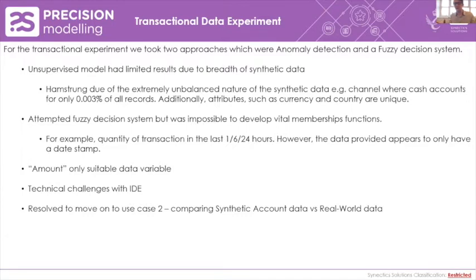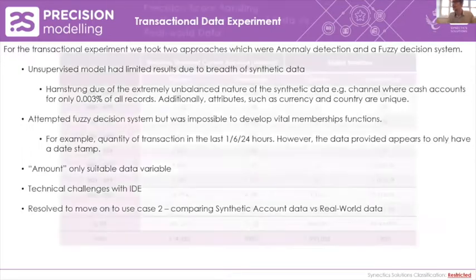So we moved towards using the synthetic account data and comparing it versus our precision national model, which is basically a machine learning model that operates across our data sharing consortium to score current accounts in alignment with actual applications for current accounts in the UK.